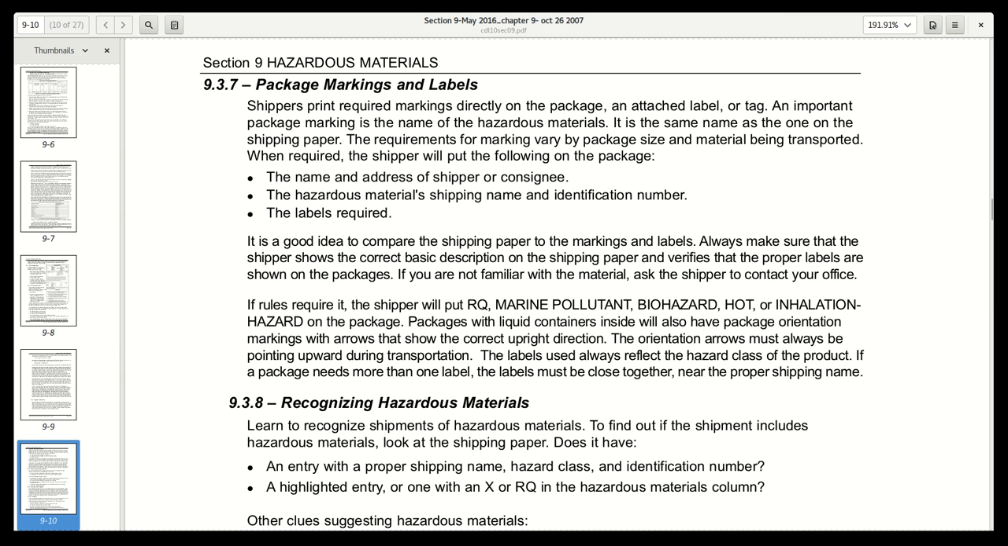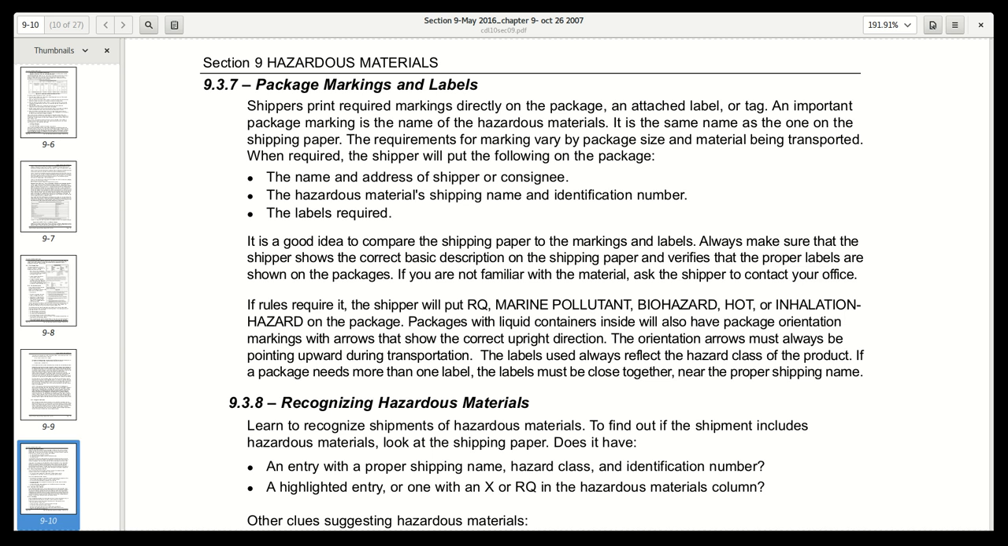9.3.7 Package markings and labels. Shippers print required markings directly on the package, an attached label, or tag. An important package marking is the name of the hazardous materials. It is the same name as the one on the shipping paper. So they have to match. The package marking has to match the one on the shipping paper.